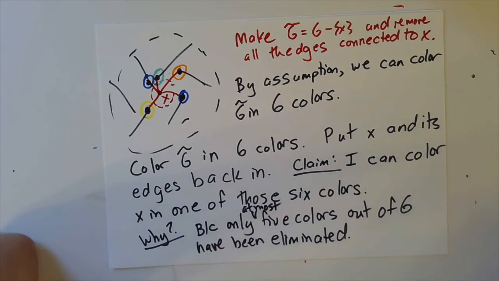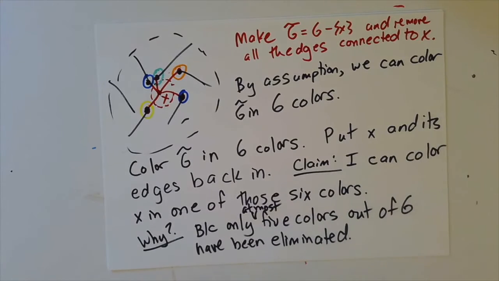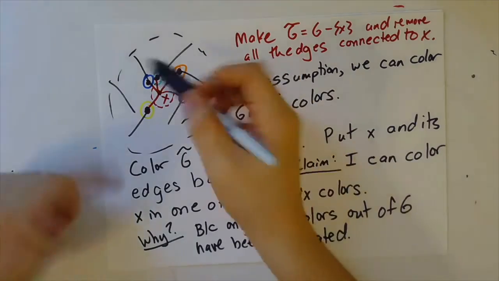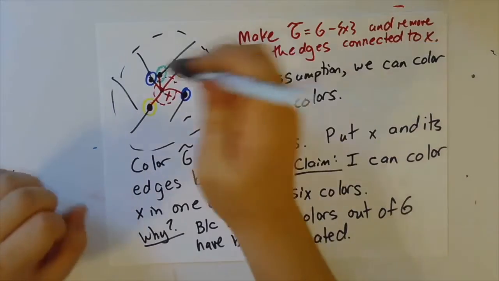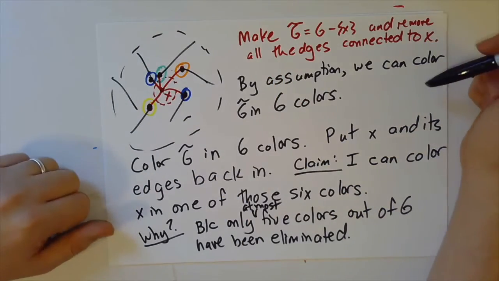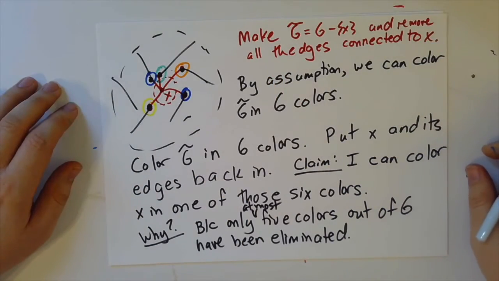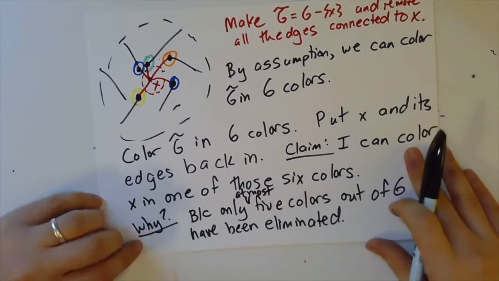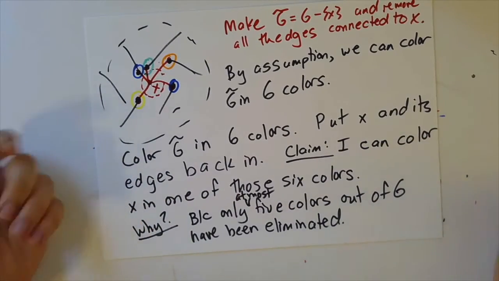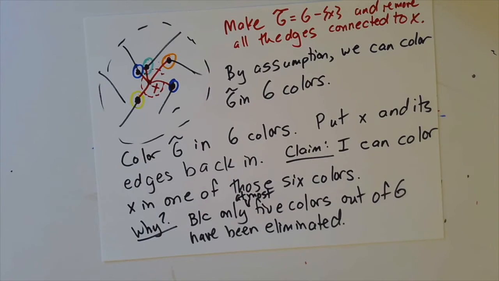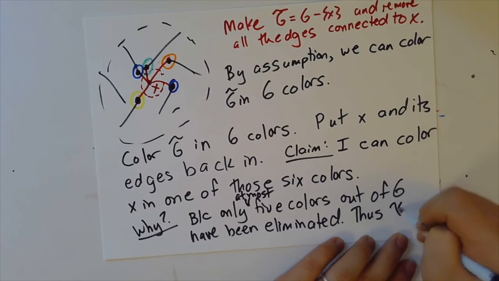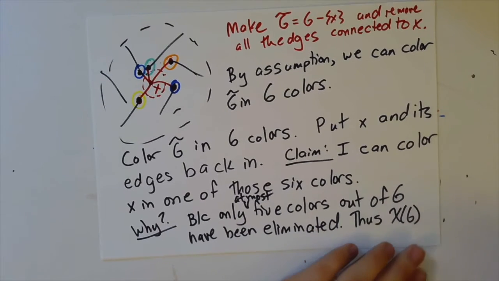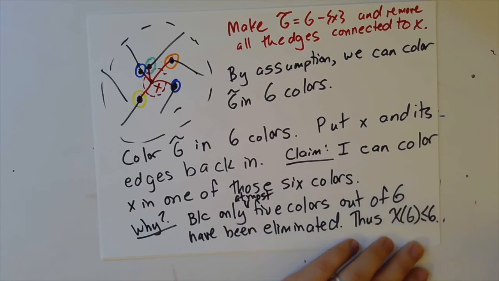Okay, great. So I colored my graph in 7 colors. I plucked out this one point, colored what was left in 6 colors, put this point back in, colored it in one of those 6 colors. Wait, what have I done? Well, what I've done is actually to color G in 6 colors. And so, thus, what have we actually shown? We've actually shown that chi of G is, in fact, at most 6.